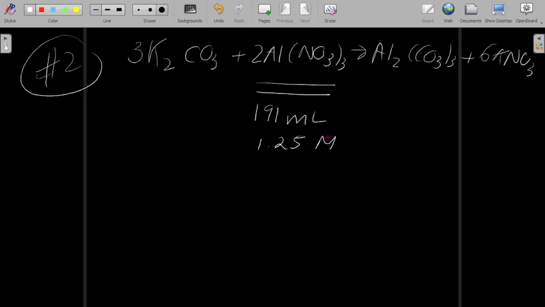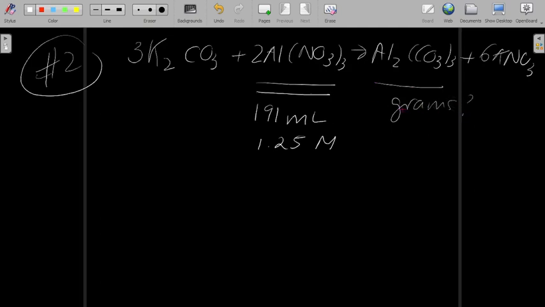So if you add to an excess of potassium carbonate, so basically this is not the limiting reactant, you have a lot of it, you're not going to run out of it, this limits the reaction. How many grams of aluminum carbonate will be produced? So aluminum carbonate is right here, and they want to know grams.